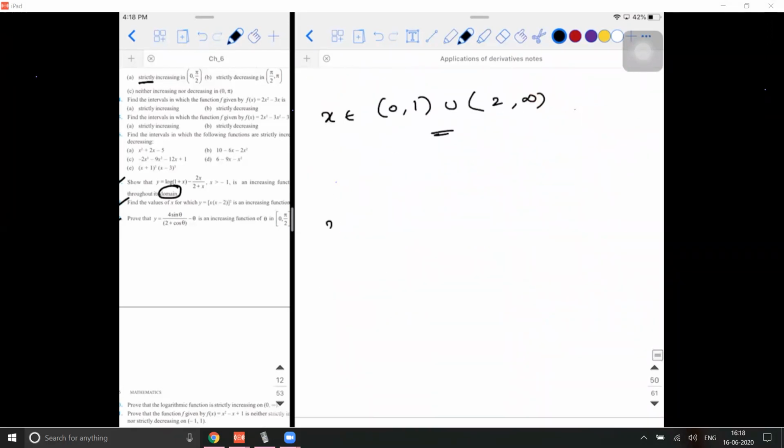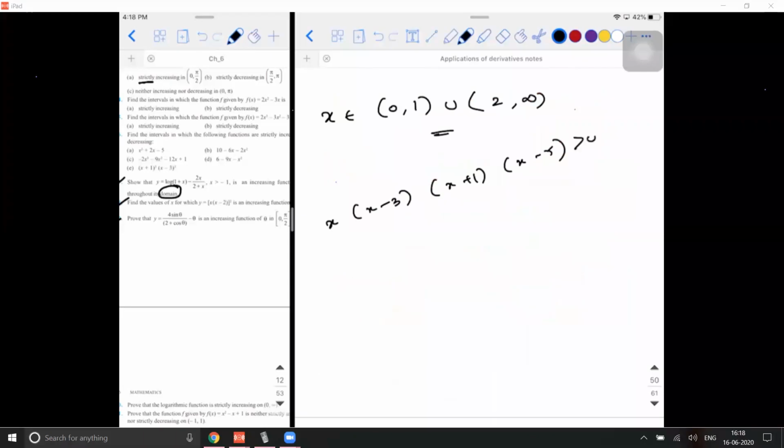Suppose I have something like this, x into x minus 3 into x plus 1 into x minus 5. I can have 10 factors also. If I am asked to solve an inequality, if it is an equality, everybody can solve. You will tell me the answer is 0, 3, minus 1 and 5. Had it been an inequality, it should be either greater than 0 or greater than or equal to 0, less than 0 or less than or equal to 0.